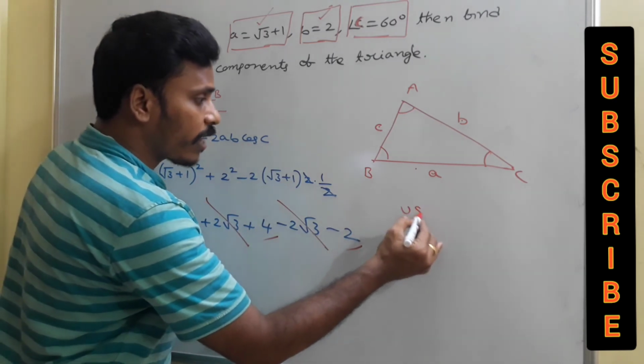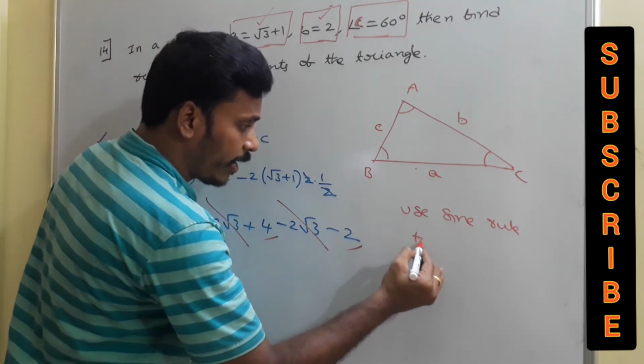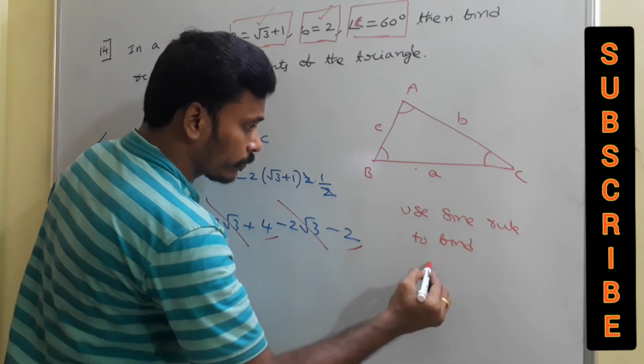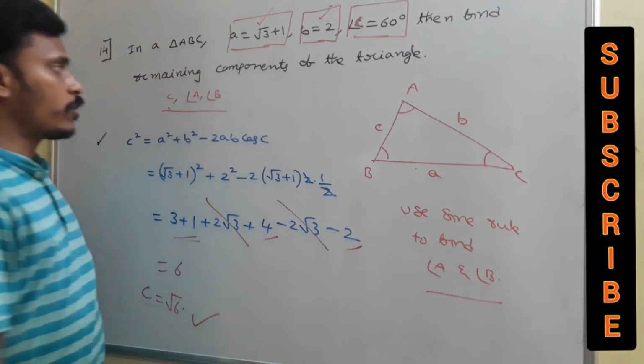Use the sine rule to find angle A and angle B. Okay. You just do it. That's your part.